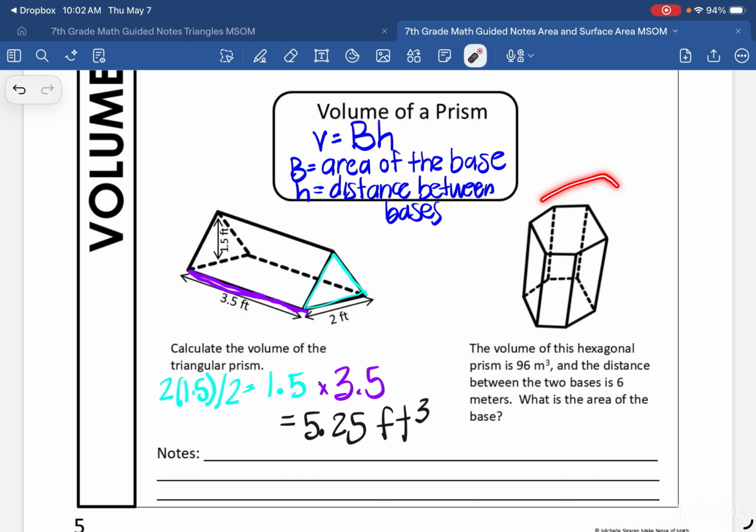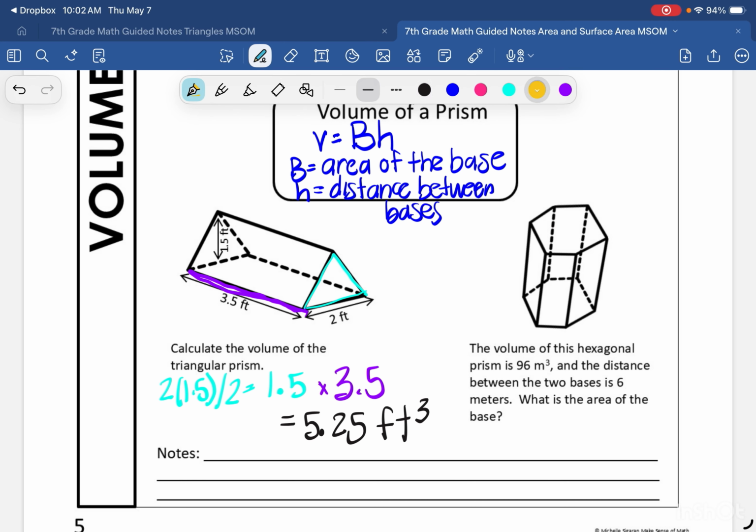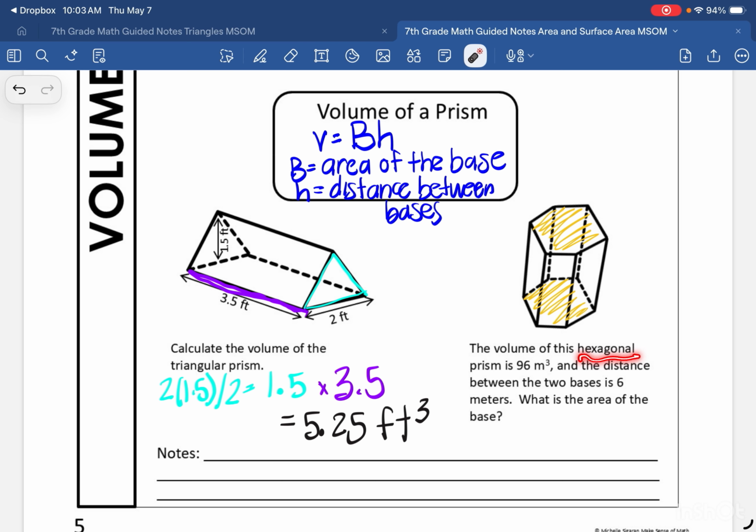All right, let's look at this prism right here. It says find the volume of this hexagonal prism, and it's calling it a hexagonal prism because this base right here, which we're going to mark in yellow, this base is parallel to this base, and the shape of the base is a hexagon. That's why we call it a hexagonal prism, based off the shape of the base. So it's telling me that the whole volume of this prism is 96 meters cubed. The distance between the 2 bases is 6. So it's telling me that this distance right here is 6.